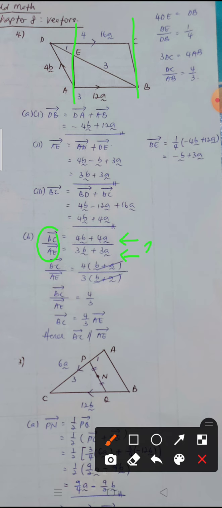So after we form this equation for the first step, next step is we try to factorize. We take out 4 in the numerator, and in the denominator, we take out 3. And we found that we have 2 same vectors, which is B plus A. So we cancel them. So we get this. Once you get this whole number constant, you just bring the AE here to form this equation. By having this equation, we're able to prove that BC is parallel to AE.